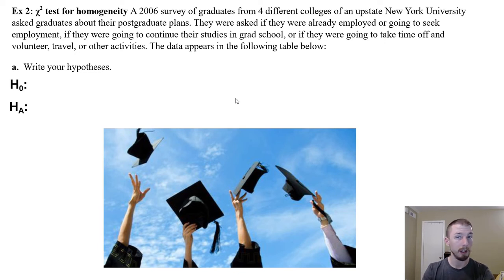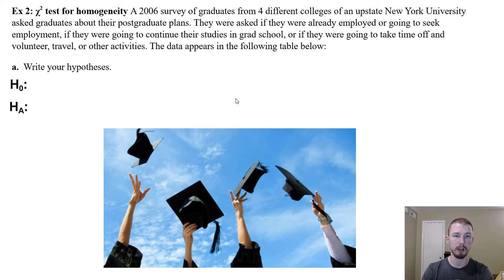So a test for independence is one sample with two variables, like for instance survival and class with the Titanic. That's a test for independence. Test for homogeneity is done the exact same way, except now we're testing one variable across multiple different samples. So that's a slight subtle difference between the two, but there is a difference nonetheless. The calculations and how we do it are the same though. So this is a good example for a test of homogeneity.